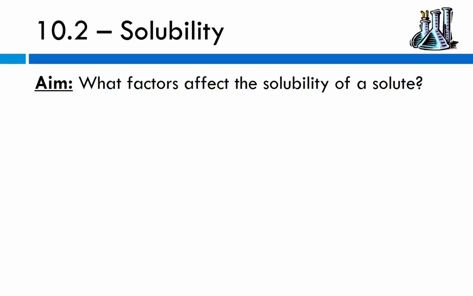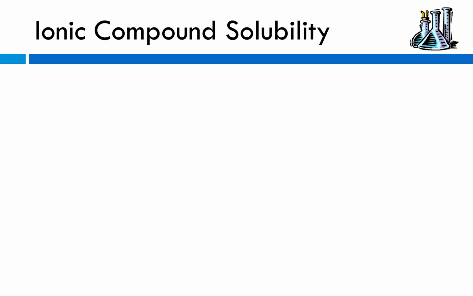In today's lesson we're going to talk about factors that affect the solubility of a solute, and we're also going to talk a little bit about determining solubility of ionic compounds and using solubility curves. So this lesson is going to be really heavily dependent on your reference table. Make sure that you have it, otherwise you're putting yourself at a pretty big disadvantage. Alright, let's get started. We're going to start off by talking about ionic compound solubility.